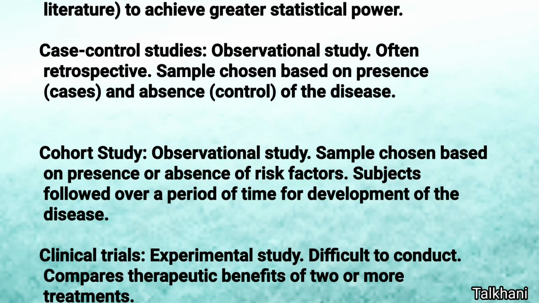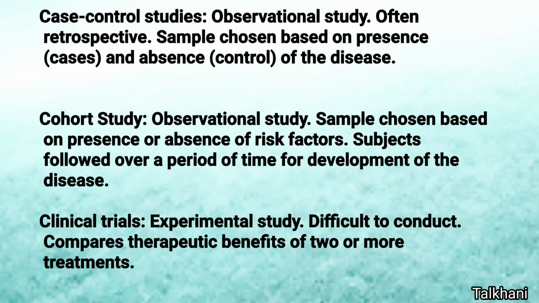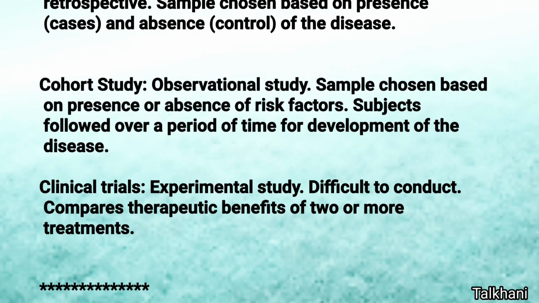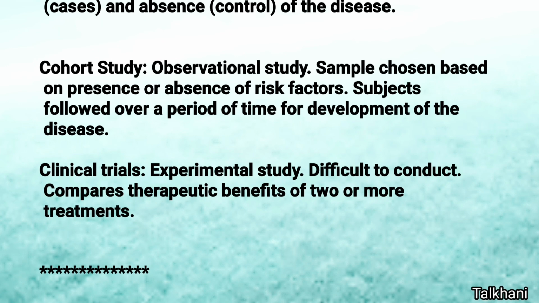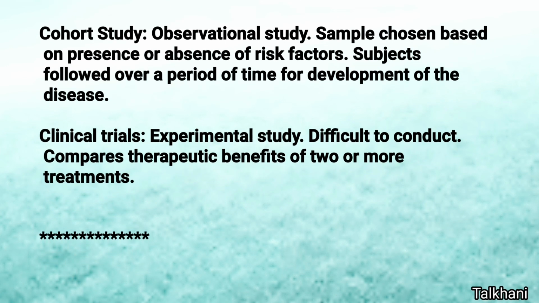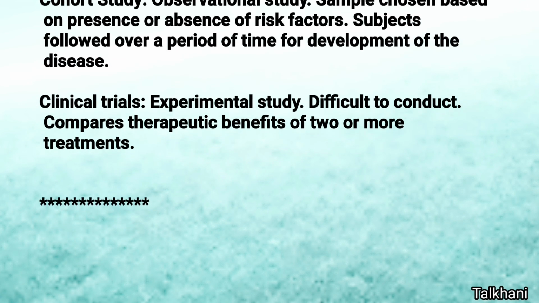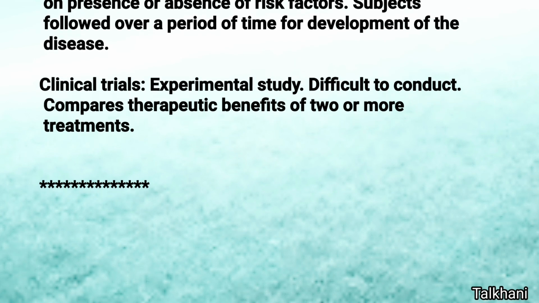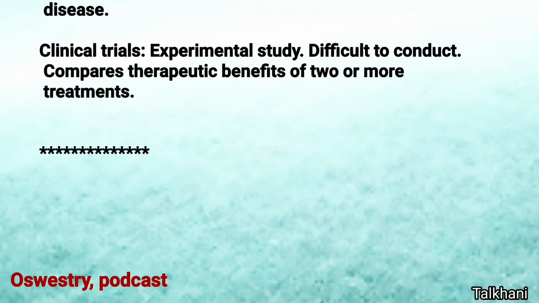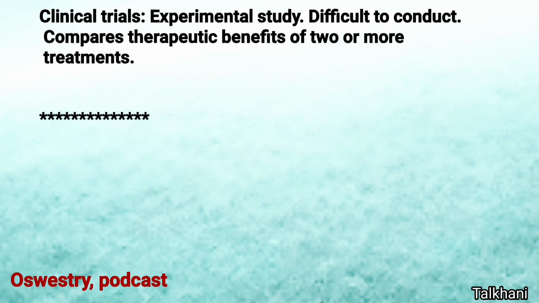Case control studies are observational studies, often retrospective, sample chosen based on presence of the disease like patients and absence of the disease like controls. Cohort study is also an observational study. Here, sample chosen is based on the presence or absence of risk factor. Subjects are followed over a period of time for the occurrence of disease. Clinical trials are experimental studies, difficult to conduct, compares therapeutic benefits of 2 or more treatments.